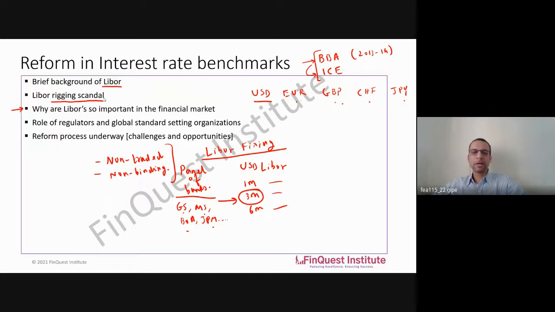Because these panel banks have a say on what the LIBOR is going to be, a certain set of traders went rogue, and they started quoting those rates which were favorable for their portfolio positions, and which may be detrimental to the broader market. Now that is something which was brought to light a few years back. So that's what we call the LIBOR rigging scandal.